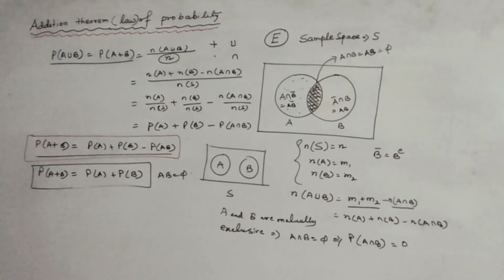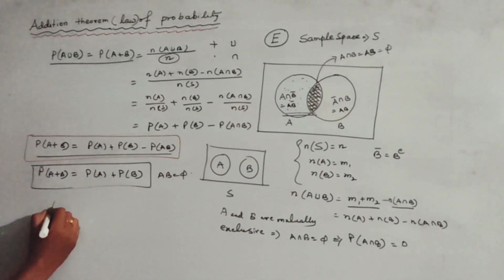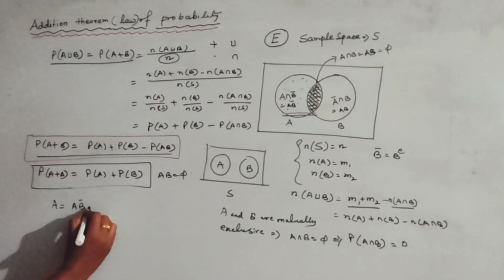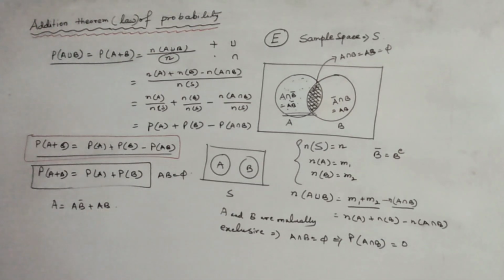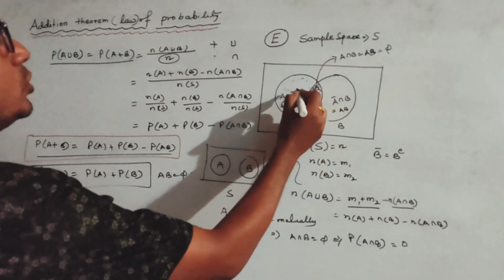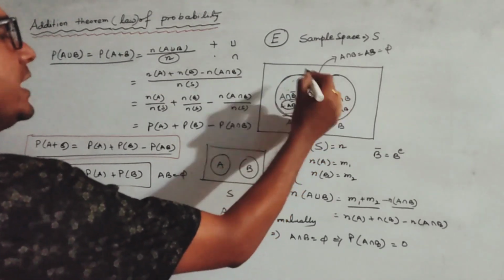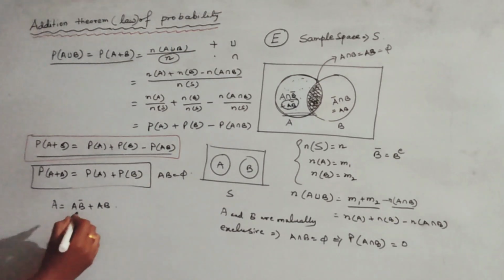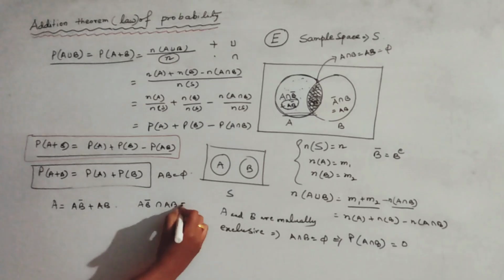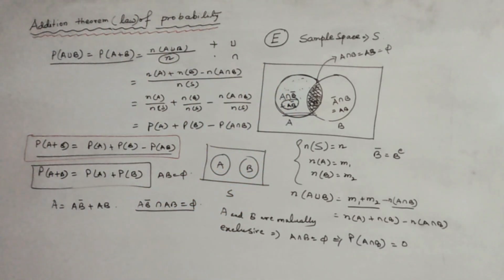Now from this figure we can write A is equal to A B bar plus AB. This is A B bar and this is AB. So A B bar union AB is equal to A, and A B bar intersection AB is equal to phi. This is clear from the representation.